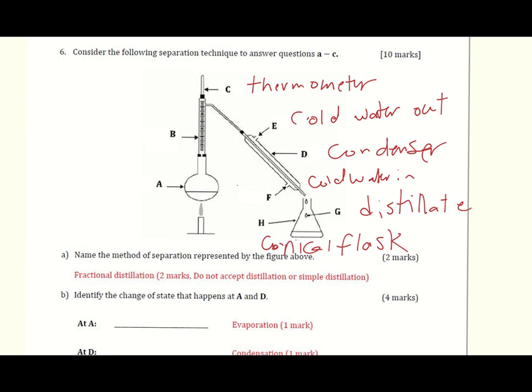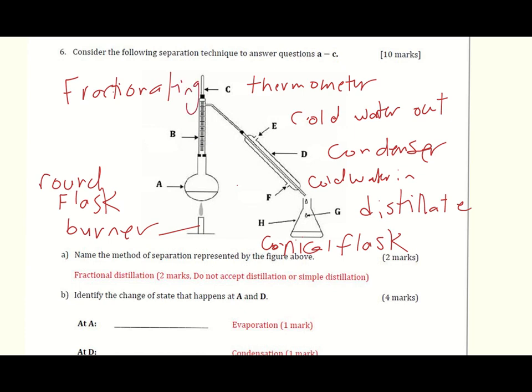A is a round bottom flask. Here, this is a Bunsen burner. And B is a fractionating column. We explained before that the use of a fractionating column helps us to obtain a pure liquid because it increases the surface area.